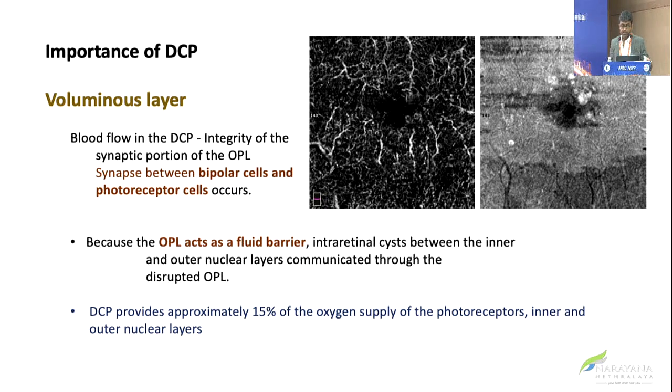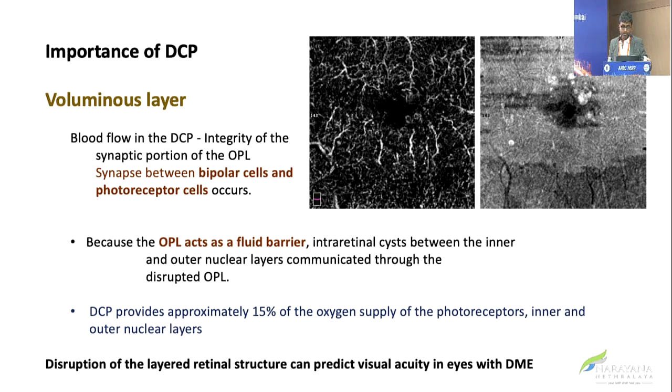So DCP again supplies about 15% of oxygen to photoreceptors and inner and outer nuclear layers. So this layer is extremely important for vision as well as response to DME.